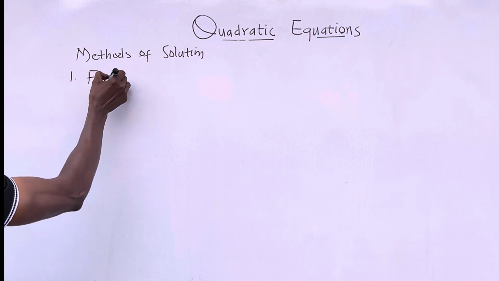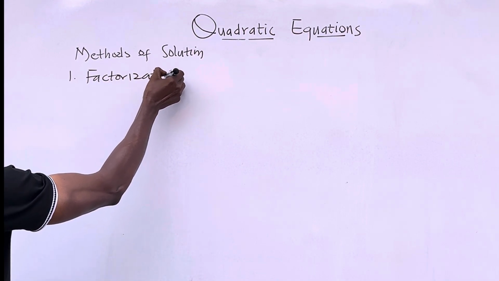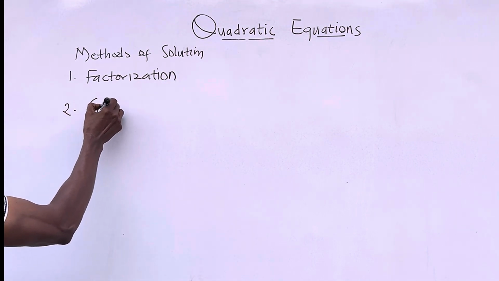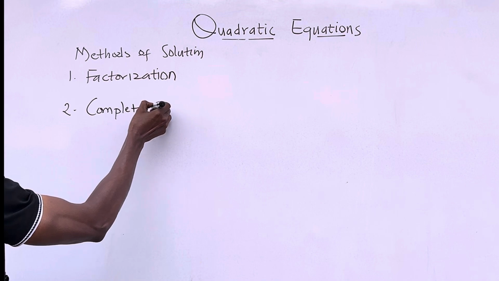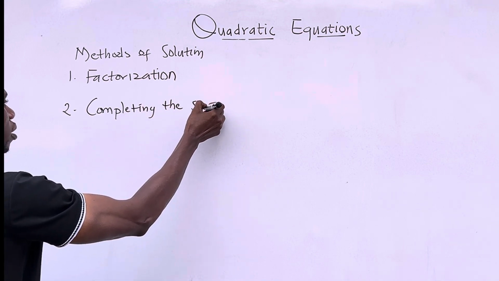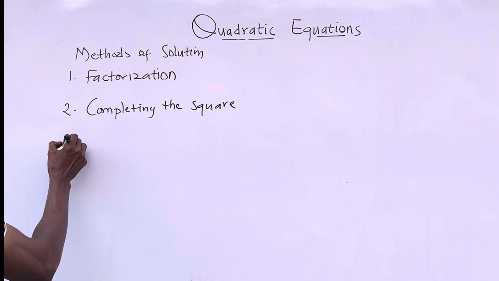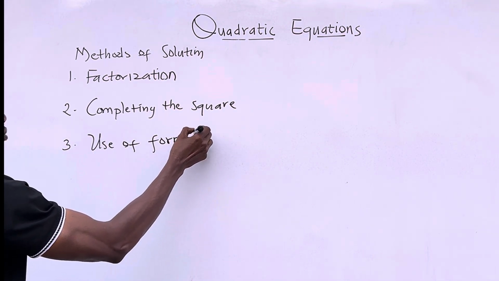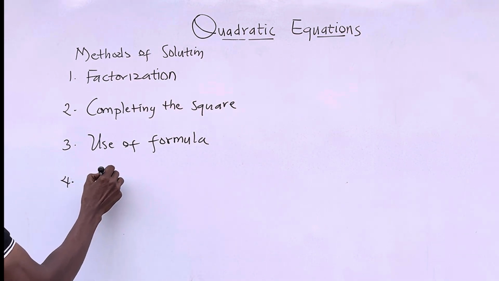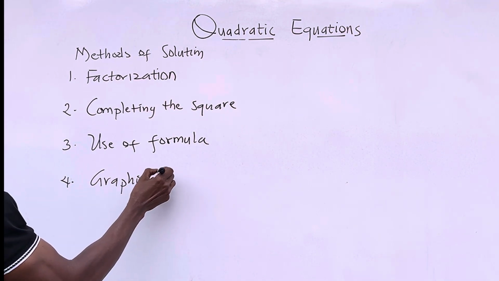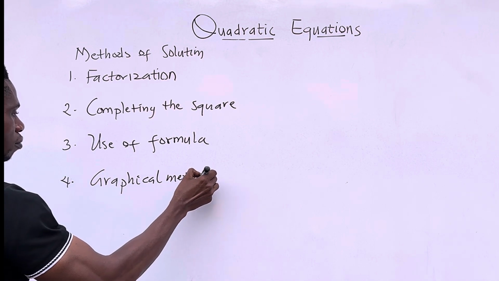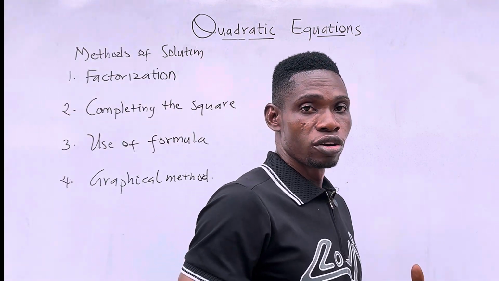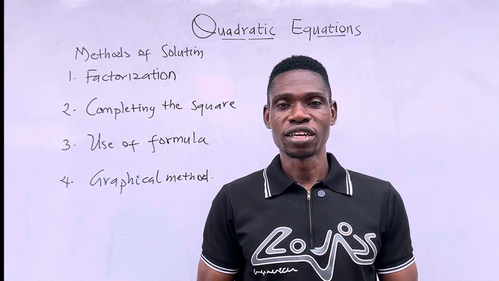1. Factorization. 2. Completing the square. 3. The use of formula. And 4. Graphical method. So these are the 4 methods we are going to be using to solve quadratic equations.